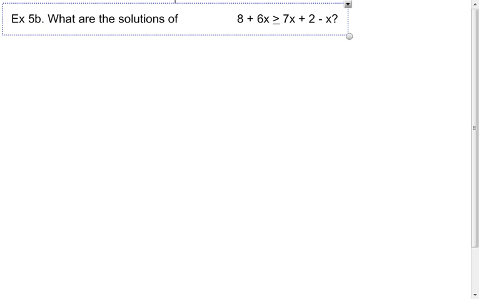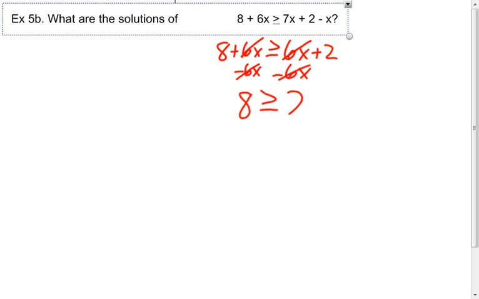In this problem, I don't have distributive property. I do have like terms. On the right-hand side, I have 7x minus x, which gives me 6x. Okay, I have variables on both sides. I don't like that. I need to get rid of one of them. So I'm going to subtract 6x. Do that to both sides. Those are inverses, so they cancel. And I get 8 is greater than or equal to 2.